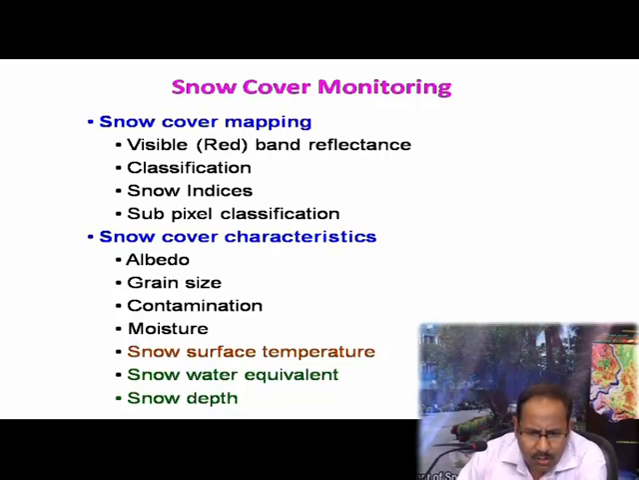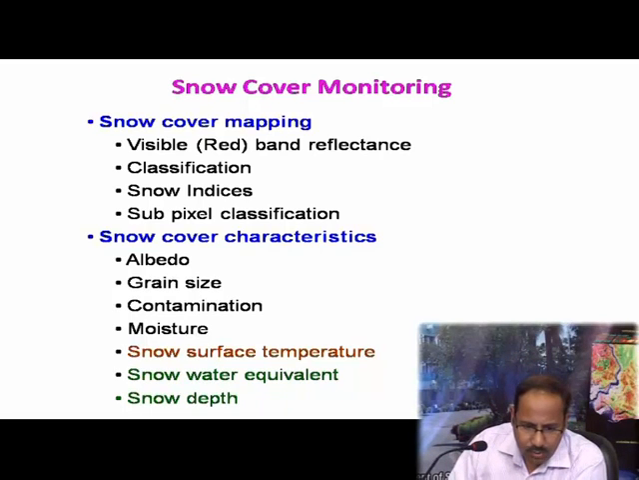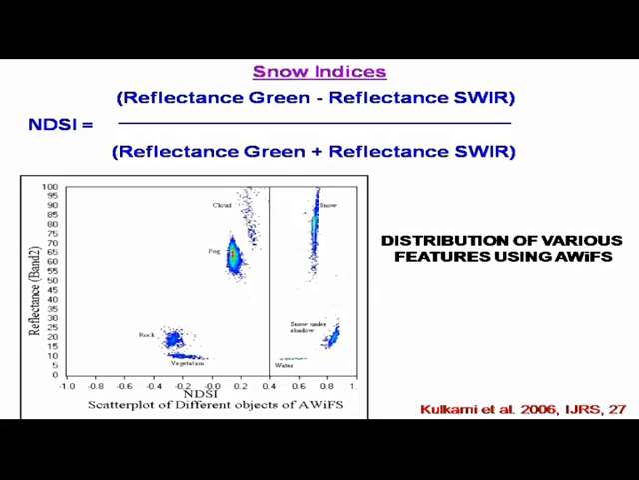Then coming to the snow cover characteristics, you can estimate the albedo, snow grain size, contamination, and moisture in the optical region, and these are the properties which can be estimated. Snow surface temperature can be estimated from thermal, and snow water equivalent and snow depth from the microwave, which has the potential to measure the snow depth and snow water equivalent.